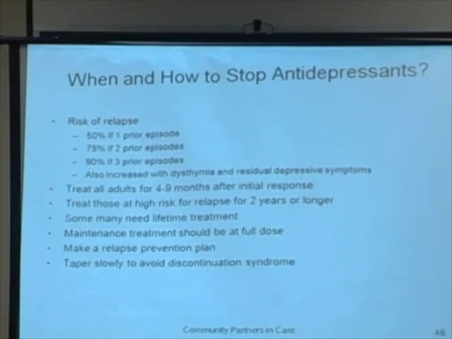It's even higher as they've had multiple episodes, as you can see here. By the time that they've had 3 episodes, it's pretty likely they're going to have a 4th one. And we also know that the risk of having depression is also higher if they also have dysthymia. Again, if they have sort of that low-level chronic depression-like syndrome, or if they have residual depressive symptoms.